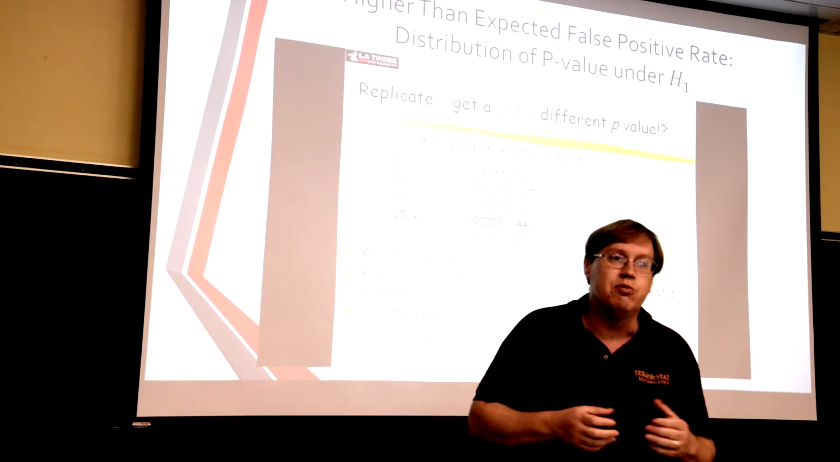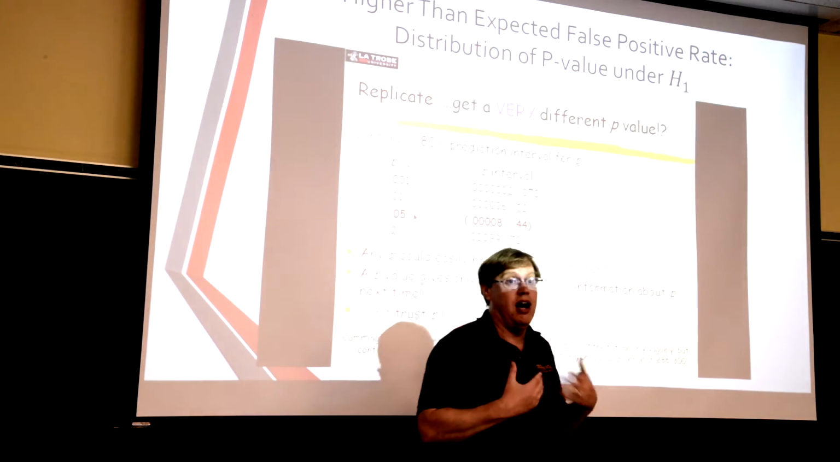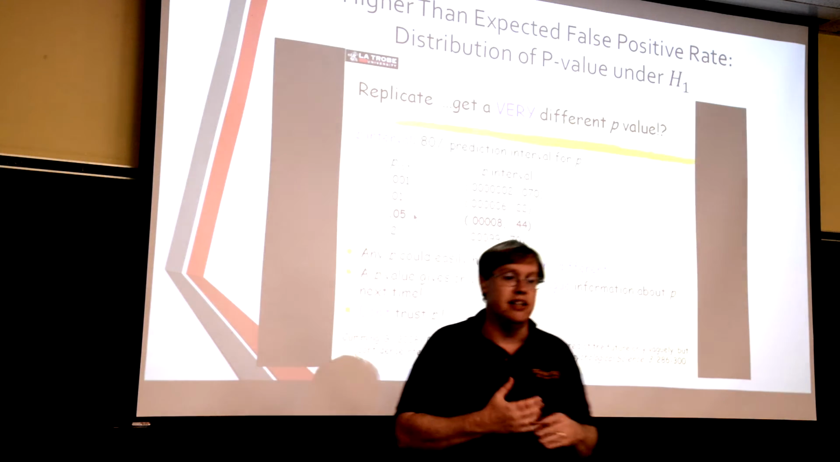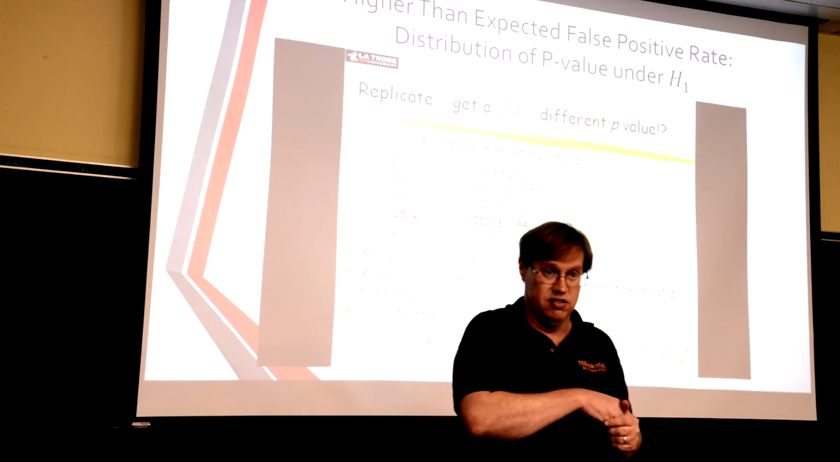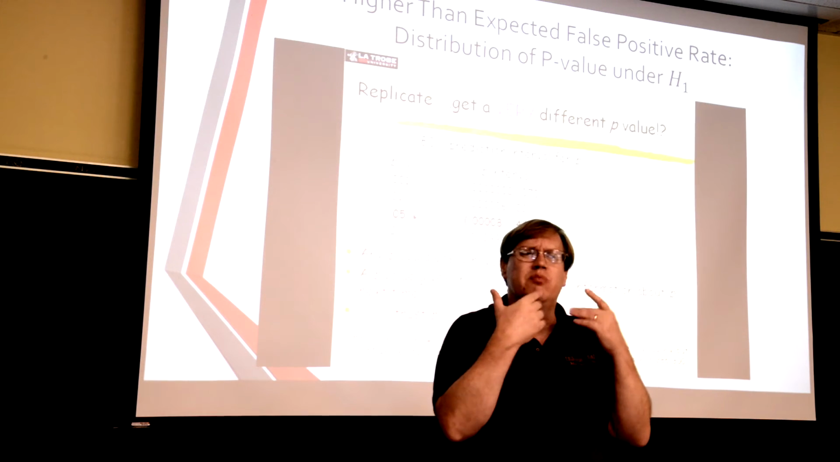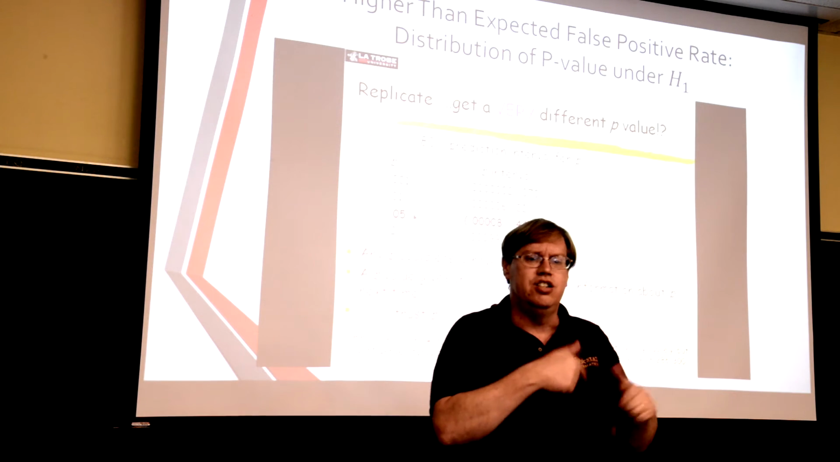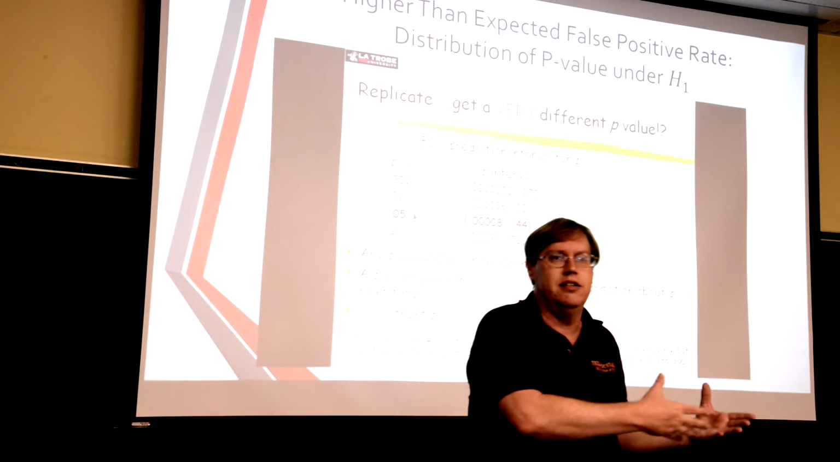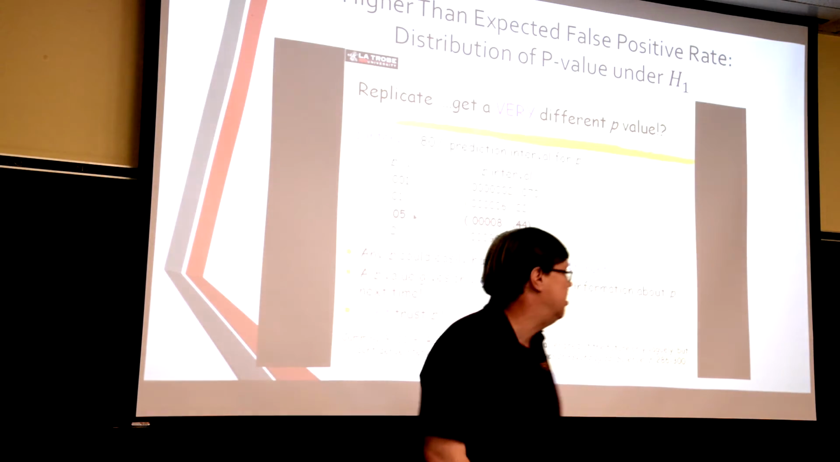Okay? And when we're talking about a false positive rate, what we mean is we reject the null hypothesis, but we shouldn't have. And we need some way to talk about that. And the easiest way to talk about that is in the Bayesian context. So that's what I'm going to do.